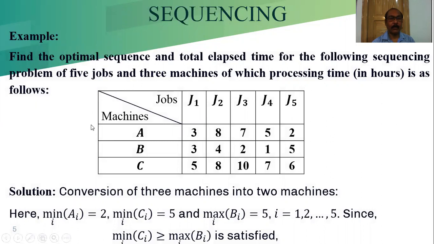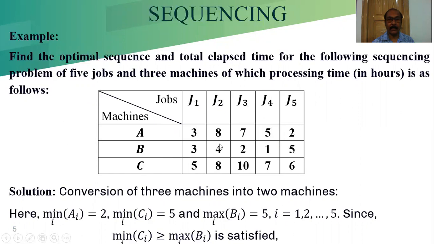To explain this problem, we are considering an example. Find the optimal sequence and the total elapsed time for the following sequencing problem of 5 jobs and 3 machines, on which the processing time in hours is as follows. Each and every job passes through the 3 machines in the sequence A, B, C. First it is processed on machine A, then machine B, then machine C.